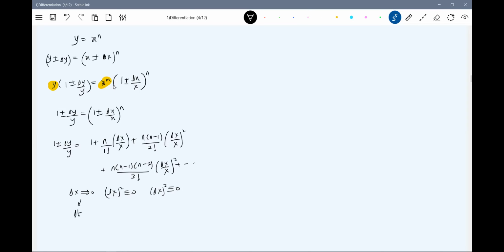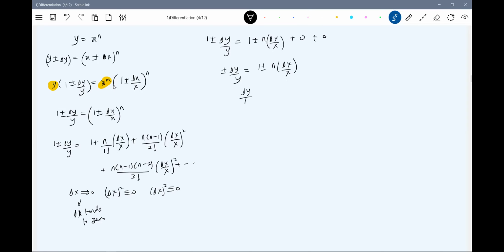What do you mean by this? Delta x tends to 0. How do you have to interpret delta x tends to 0? It means that delta x will become very small. Okay, let's substitute all the things. So 1 plus or minus delta y by y is equal to 1 plus n into 1 factorial, which is 1, delta x by x. The remaining quantities all will become 0 as they are negligible. So I'll end up with plus or minus delta y by y, 1 plus or minus n delta x by x.